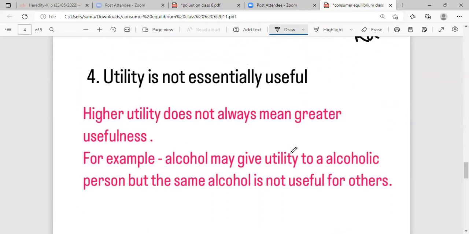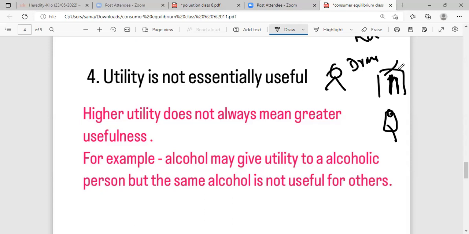Okay. Next, utility is not essentially useful. For example, I am a person who drinks a lot. I'm an alcoholic maybe. So for me, alcohol will give me satisfaction, right? Maybe this juice will not give me satisfaction, but this alcohol will. So I'll say alcohol is giving me higher satisfaction. So utility is not essentially useful. You cannot say that the object which is giving me satisfaction is always useful. You cannot say that all products are equally important. No, higher utility does not always mean greater usefulness.